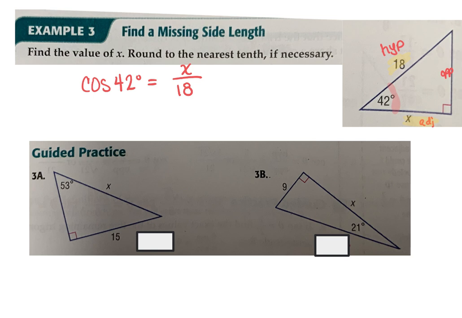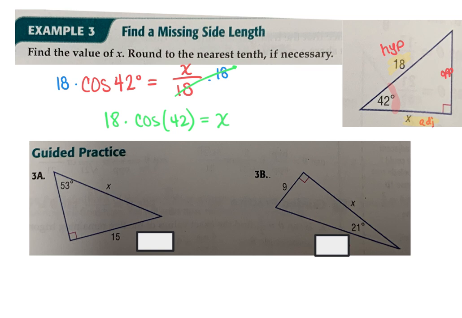How do I solve for x here? Multiply 18 over. I have x divided by 18, so if I want to solve for it, I'm going to multiply both sides by 18. So 18 times the cosine of 42 degrees should equal x.